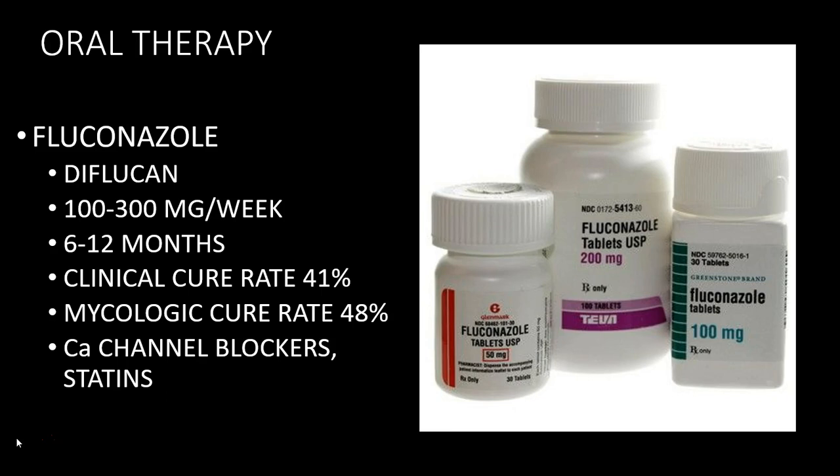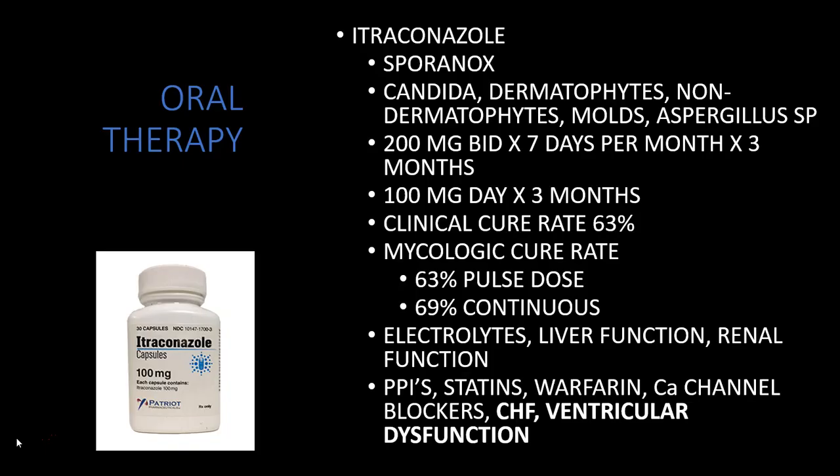Diflucan is given as a dose of 100 to 300 milligrams per week. In utilizing fluconazole for treatment of onychomycosis, prolonged therapy for as long as 12 months is required. The clinical cure rate, as you can see, is about 41%, mycological cure rate about 48%. You do want to be careful utilizing the drug with calcium channel blockers or statin drugs.